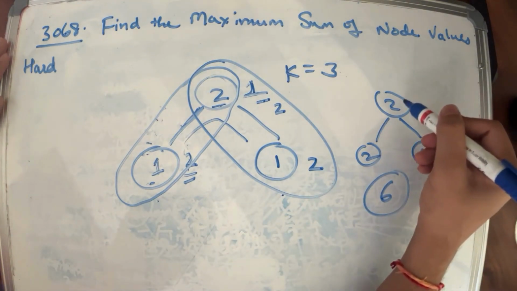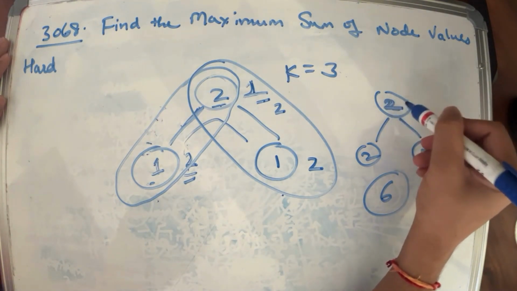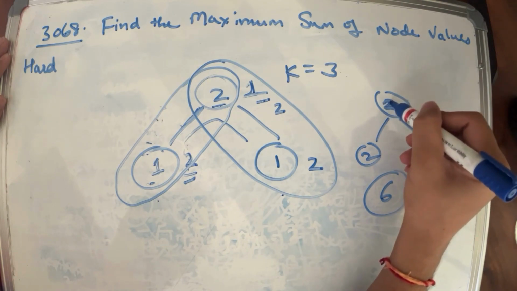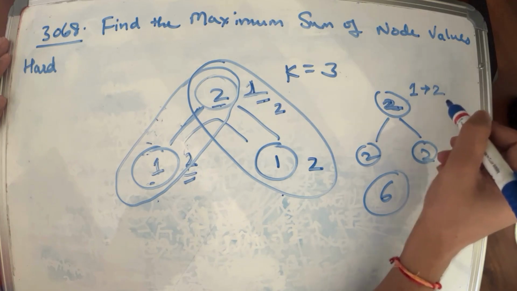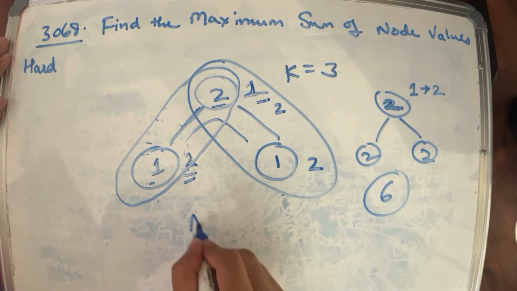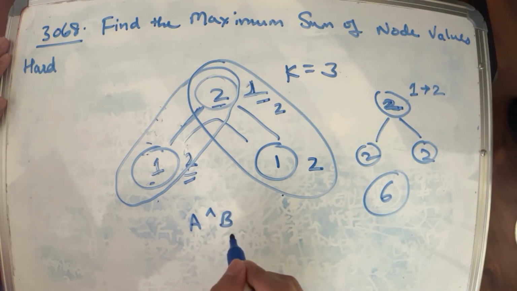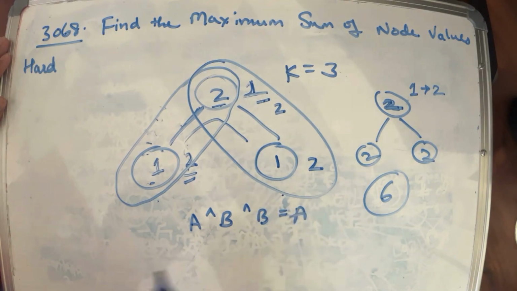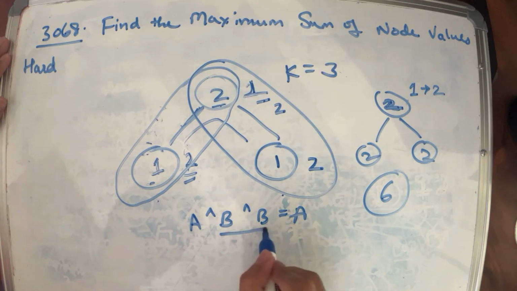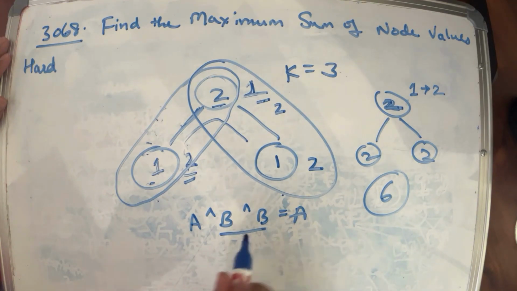What did you notice? That on the first operation, this 2 became 1 and then it changed to 2 again, right? So we know the XOR property that A XOR B XOR B is A, right? Because B XOR B is basically nothing, right? You don't have to actually do anything, right? It will be 0, right?